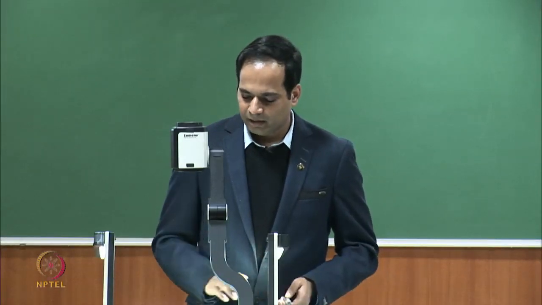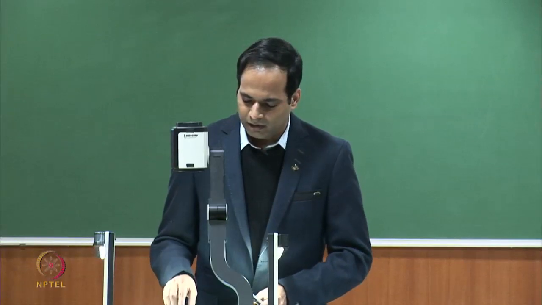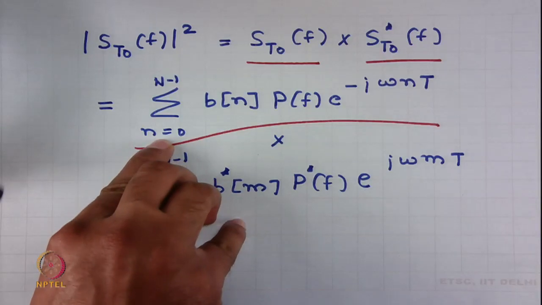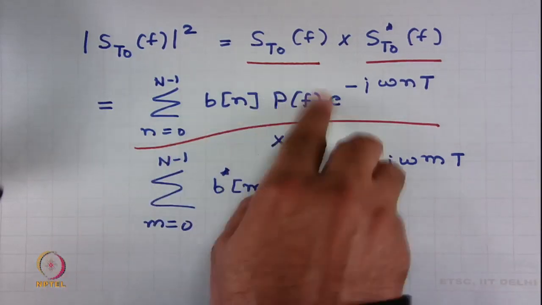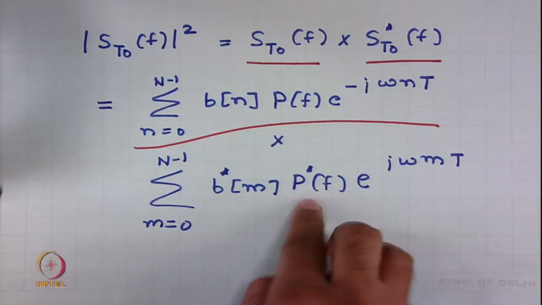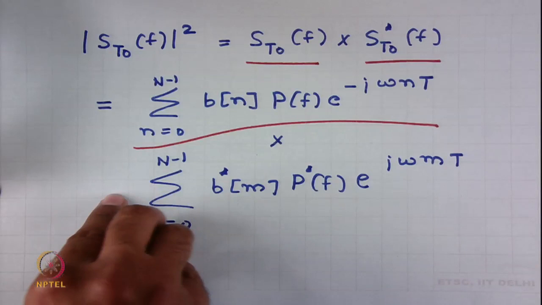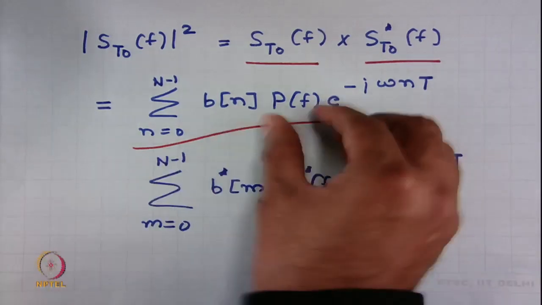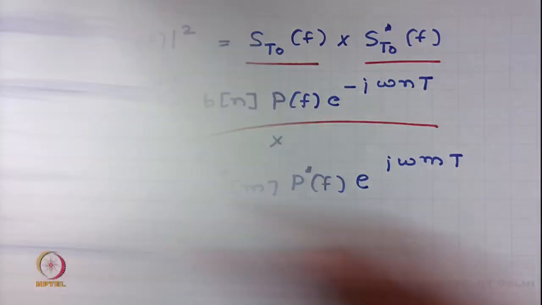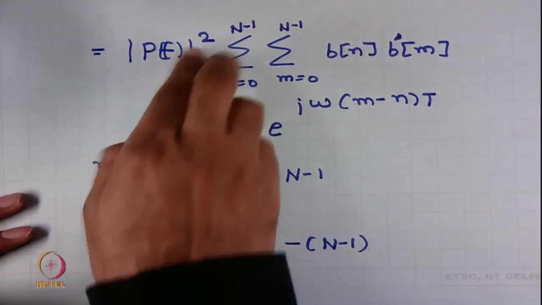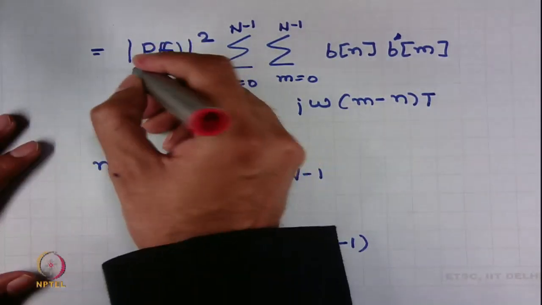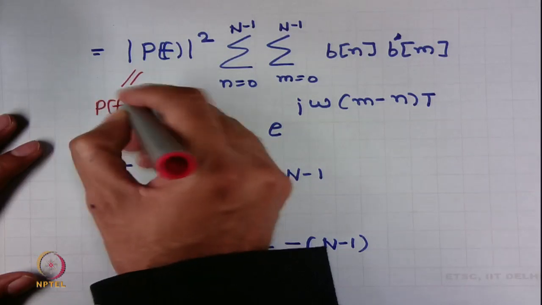Now, one thing that you can see here before we move to the next slide is that this P of f is not a function of n. So, this is a constant with respect to the summation. So, we can pull this out. Similarly, this P of f conjugate is not a function of m. So, this could also be pulled out. So, pulling this P of f and P of f conjugate out of these two summations, what you end up with is mod P of f squared, okay, mod P of f squared, because this is nothing but P of f into P of f conjugate.